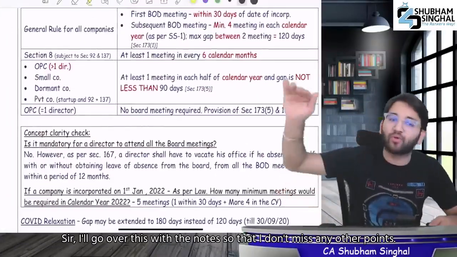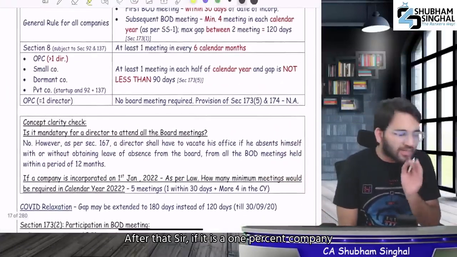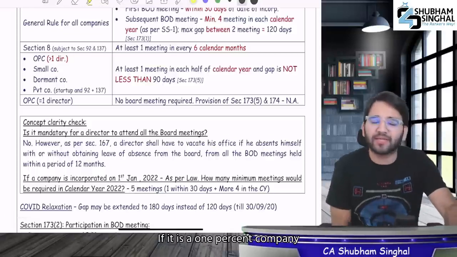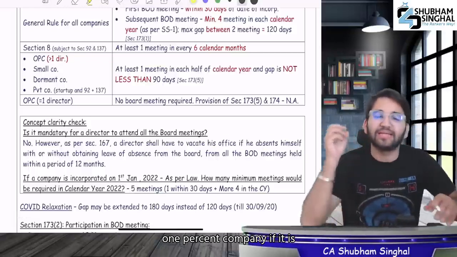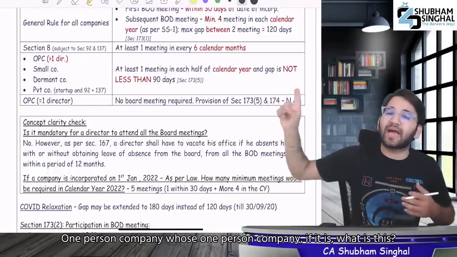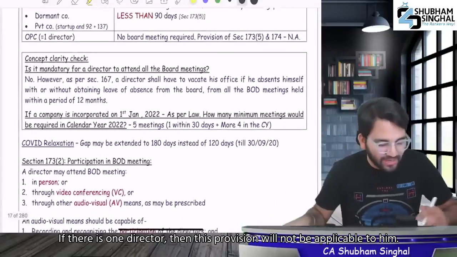I will check notes so that I don't miss any points. I will keep telling you now. After that, if it's an OPC, what's this? An OPC whose director is less than 1. If there is 1 director, this provision won't be applicable.